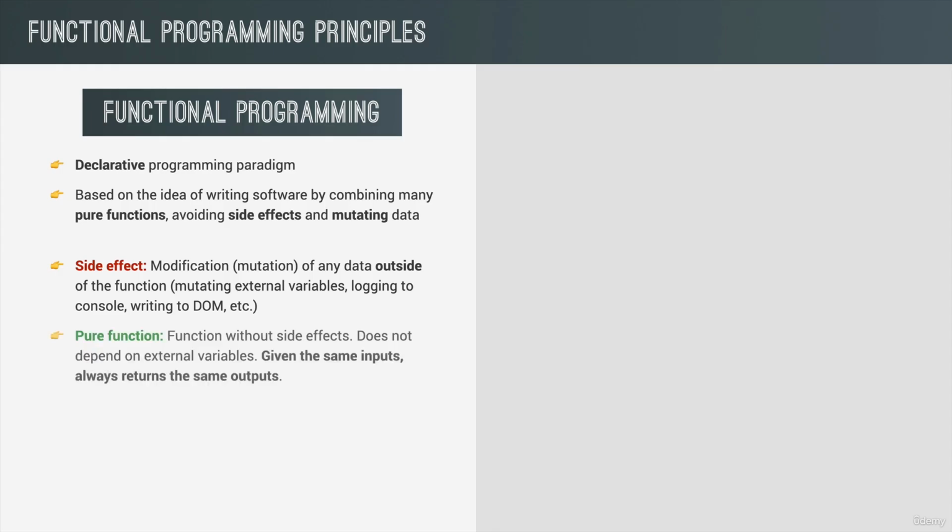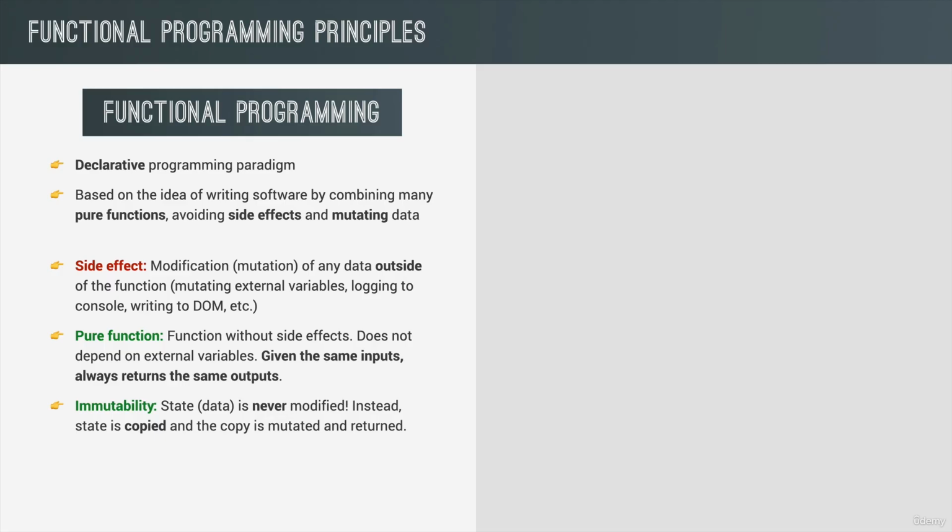Now, next up, a pure function is a function without side effects. So basically a function that does not mutate any external variables and that does also not depend on any external variables. So basically, if we give the same inputs to a pure function, it will always return the same output. And again, that's because it does not depend on any external variables, and it also does not manipulate them. And finally, if we look again at our definition here, we also see that functional programming is about avoiding mutating data. And we do that by using something called immutability.